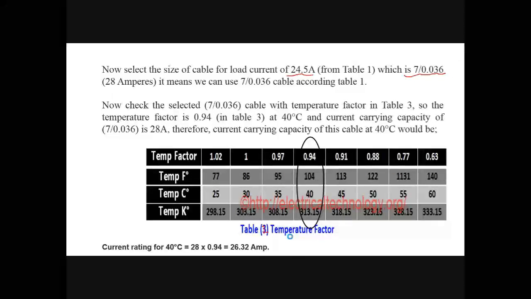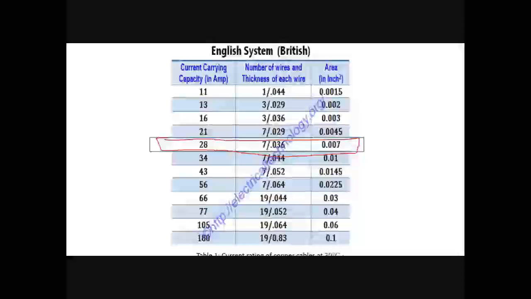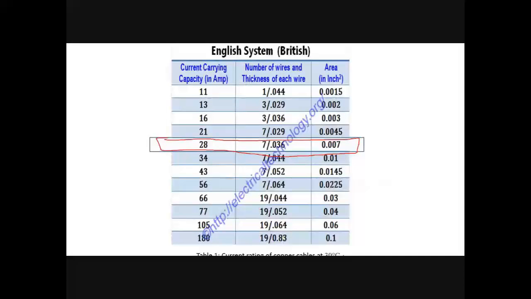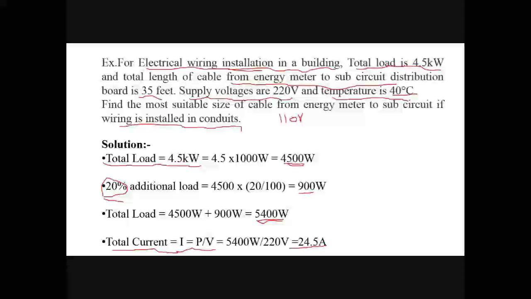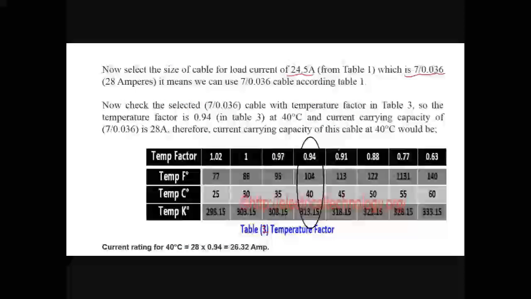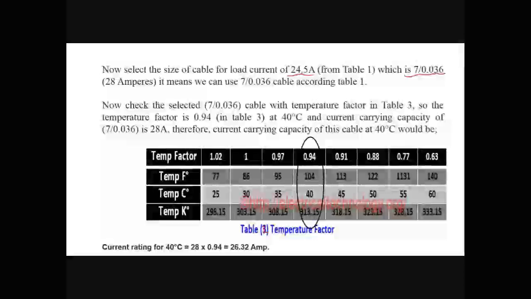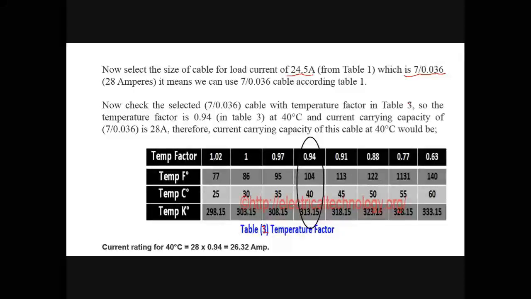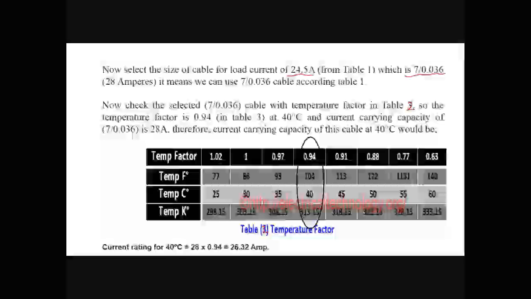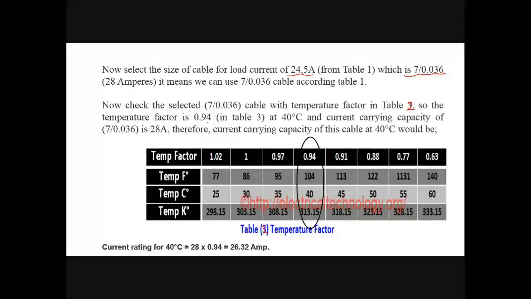The temperature factor. What is the meaning of temperature factor? This table is at 30 degrees Celsius, and in our numerical they are going to ask for 40 degrees Celsius. So there must be a factor available. Which is the factor? The factor is very simple. Check the selected 7/0.036 cable with the temperature factor in table number 2. So the temperature factor is 0.94.